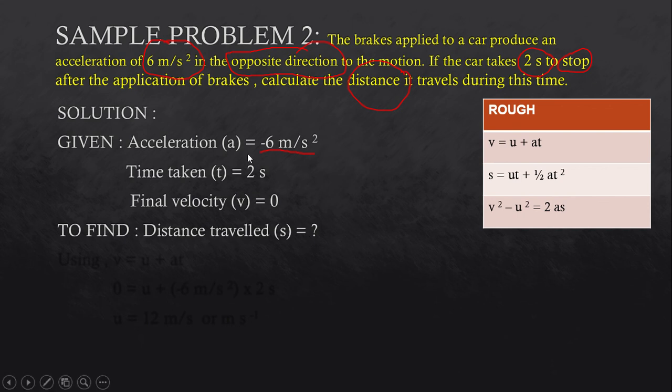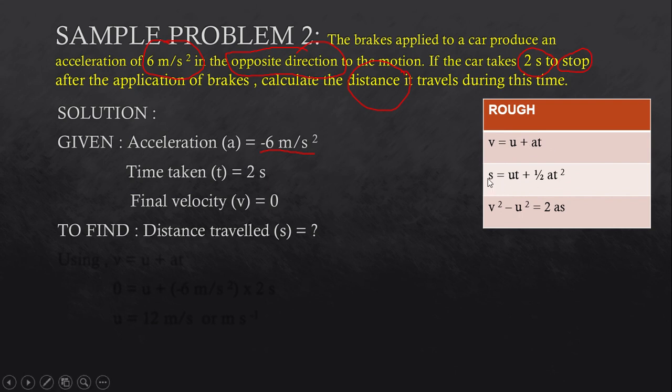You are given a, acceleration, you are given time, you are given velocity, you are given s. You have to find out s. Do we have all these four quantities in the same equation of motion? Let us find out. First equation, you have v, you have u, you have a, you have t, but s is missing here. So we cannot use it to find out s.